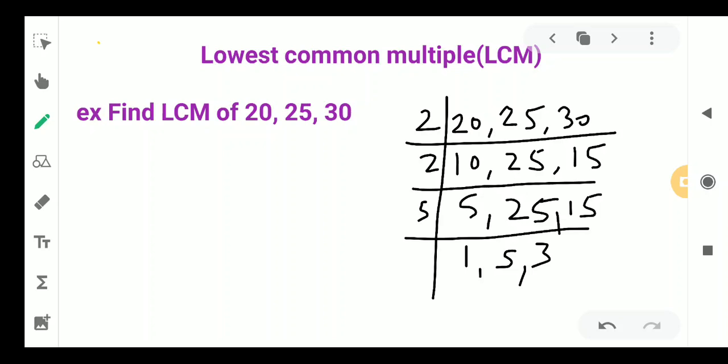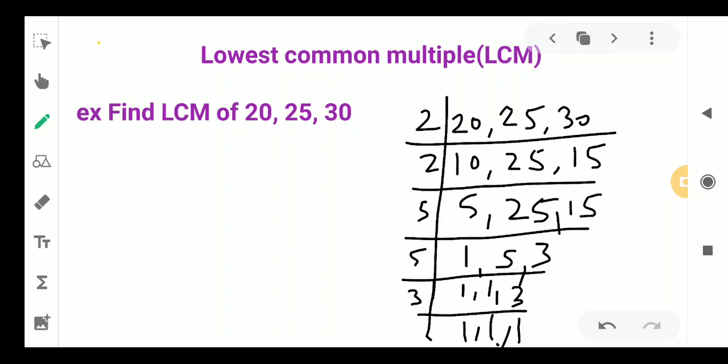Now we will divide by 5, so it will come 1, 1 and 3. Then we will go for 3. It will be 1, 1, 1. We have to do this process till the time at the last we are getting 1 everywhere. So this is the prime factorization of these three numbers.